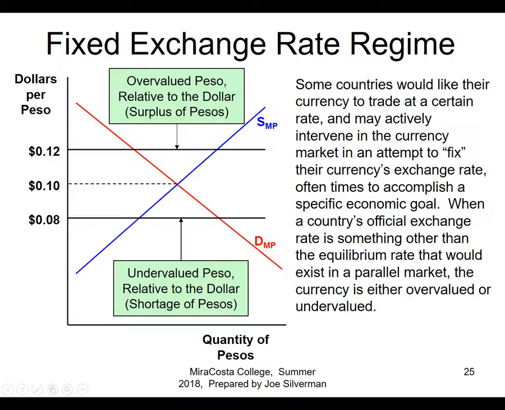Now, if the official exchange rate is close to what that exchange rate would be in a parallel market, there probably isn't much of a problem. The problem arises when we have an official exchange rate that is very, very far away from the exchange rate in a parallel market. And what I mean by a parallel market is there's always going to be somebody who's going to make a market for any type of product.